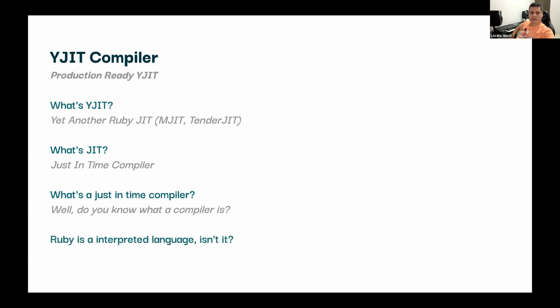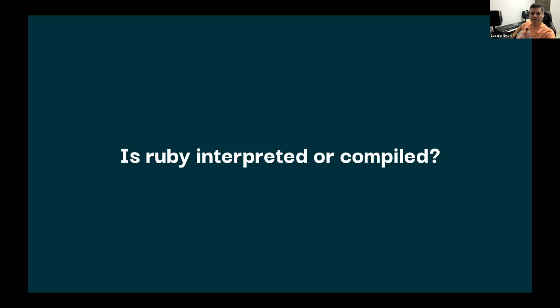So Ruby is an interpreted language, isn't it? So most of you might think that Ruby is an interpreted language. Sometimes. So is Ruby interpreted or compiled? So before we talk about the YJIT compiler, I would like to introduce these concepts about Ruby, how Ruby is interpreted and then compiled and everything. So what is the compilation process of Ruby?